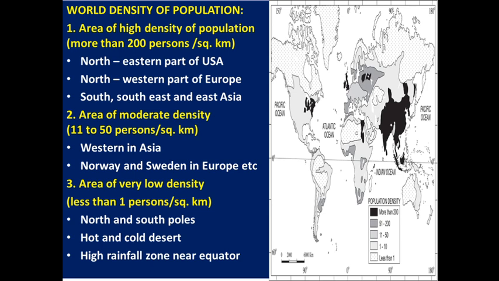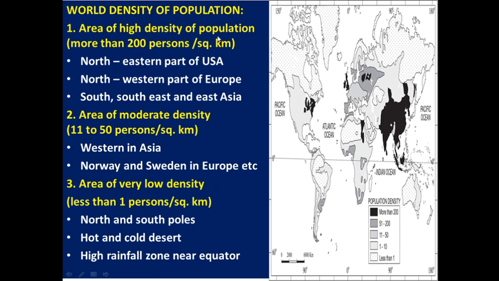And density of population of the world. So in our textbook, this is the map of the world. Based on our textbook, they have made three classifications based on the density of population of the world: area having high density of population, area having moderate or medium density, and area having low density of population.